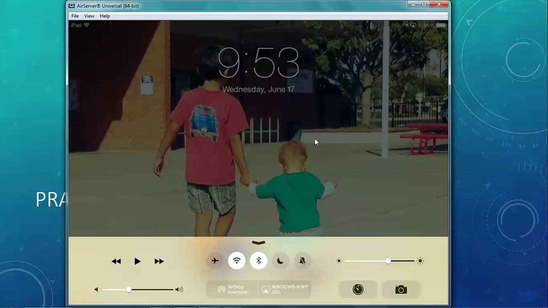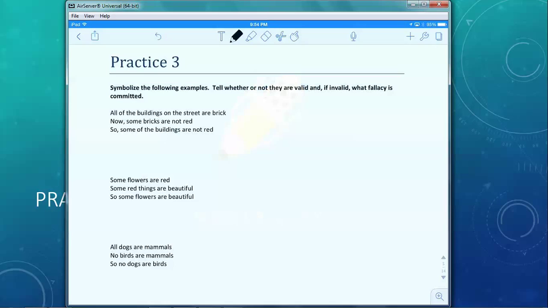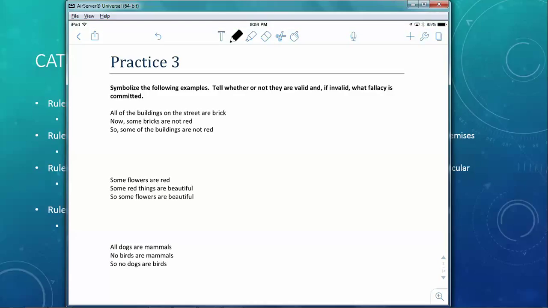So, first practice problem. We're going to symbolize these examples, and say whether or not they are valid, and if they are invalid, what fallacy has been committed. In fact, let's go back and pull up our rules so that we're sure we know them. And remember, more than one fallacy might be committed. But as long as you know that one fallacy was committed, it doesn't really matter if you get all of them, as long as you know that it's fallacious.